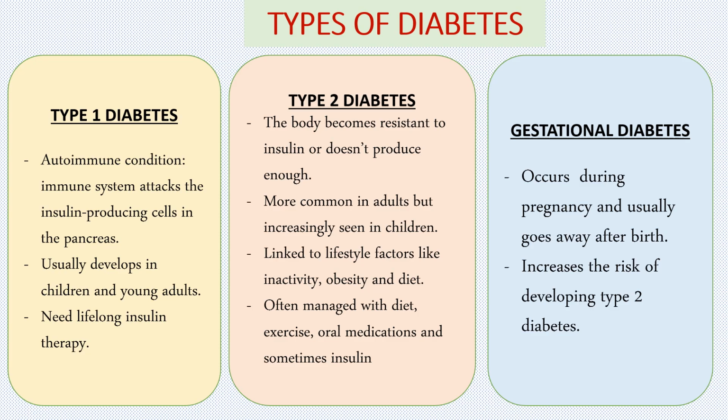Type 2 diabetes, the body becomes resistant to insulin and doesn't produce enough insulin. More common in adults, but increasingly seen in children. This is linked to lifestyle factors like inactivity, obesity, and diet. Often managed with diet, exercise, oral medications, and sometimes with insulin. Third is gestational diabetes. This occurs during pregnancy and usually goes away after birth. Increases the risk of developing type 2 diabetes.